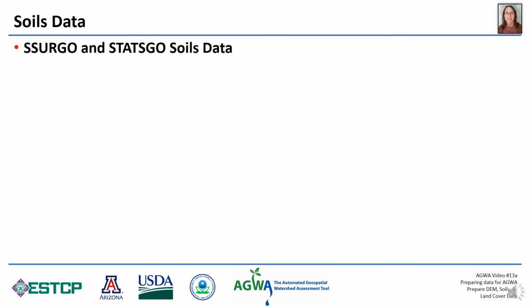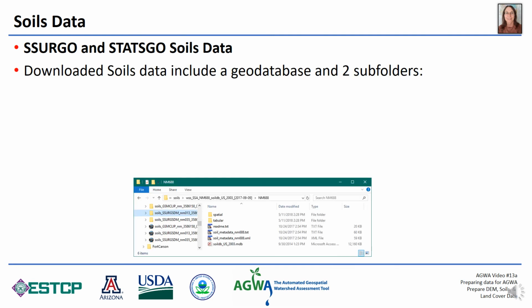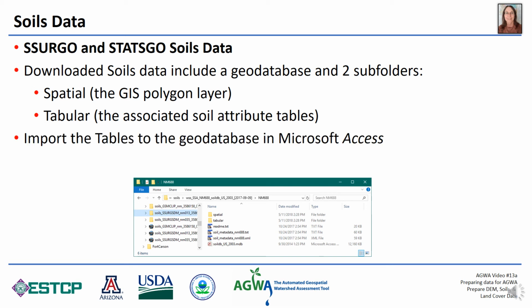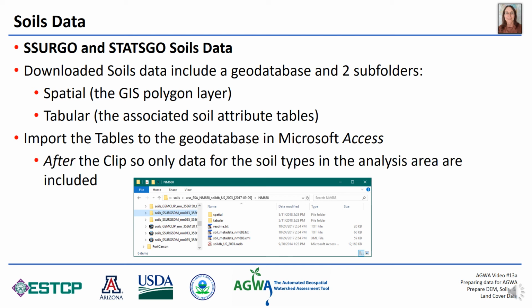For soils data, you can use the NRCS SSURGO or STATSGO datasets. The soils data that are downloaded include a geodatabase and two subfolders: a spatial folder that contains the GIS polygon layer, and a tabular folder that includes the associated soil attribute tables. The tables are imported into the geodatabase using Microsoft Access. The import is done after the clip, so only the data for the soil types in the analysis area are imported.